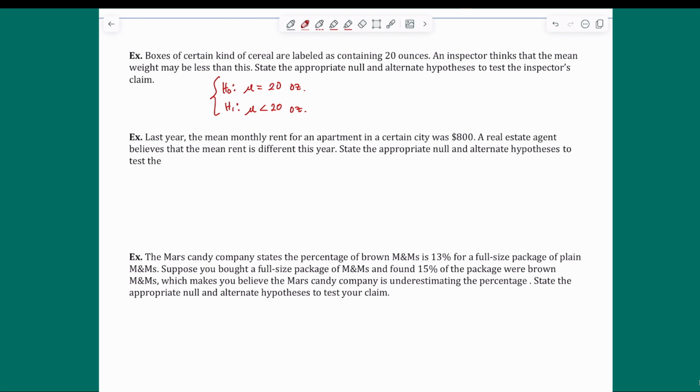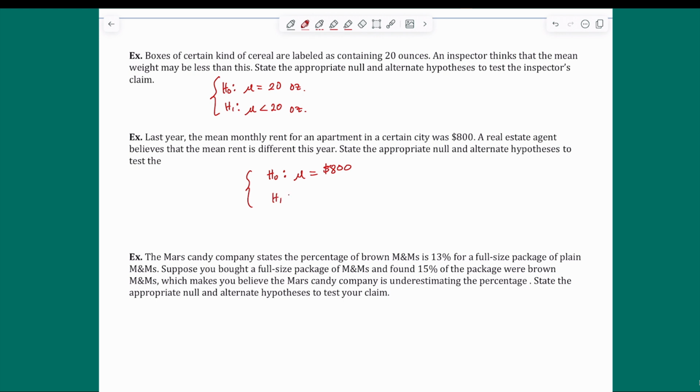Okay, so last year the mean monthly rent for an apartment in a certain city was $800. A real estate agent believes the mean rent is different this year. State the appropriate null and alternate hypothesis. So once again, they come in pairs here. And so the null hypothesis is that the mean is $800.